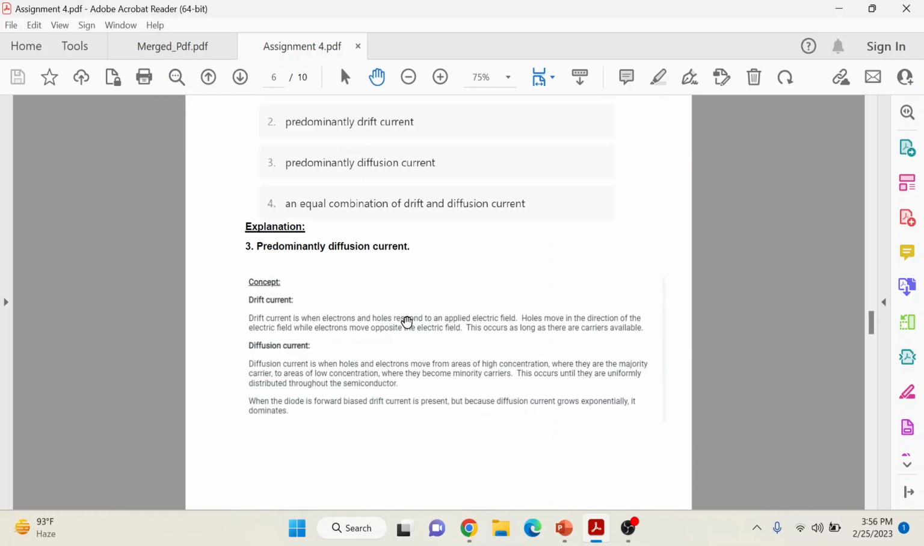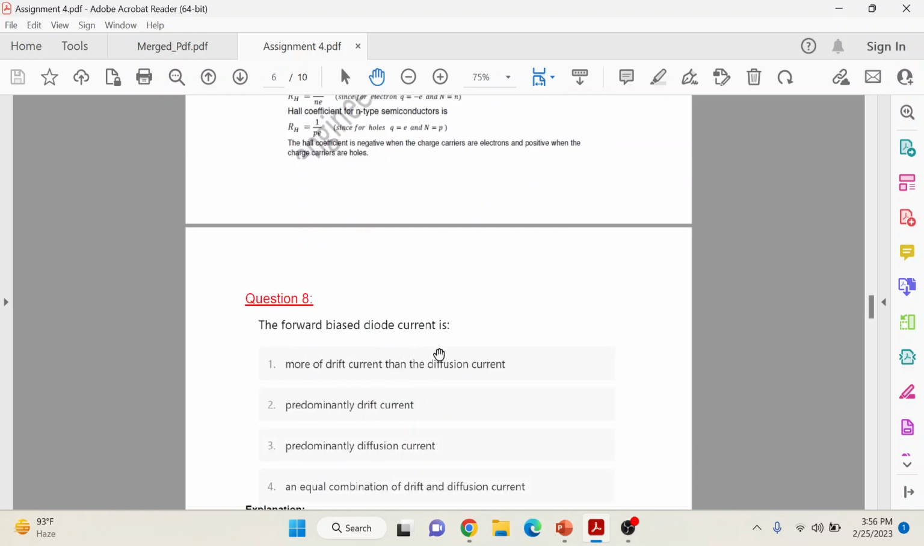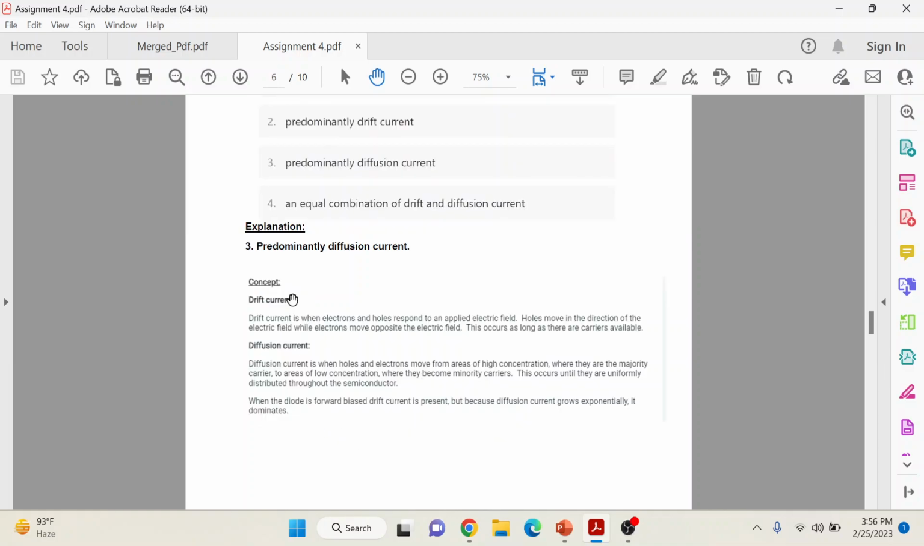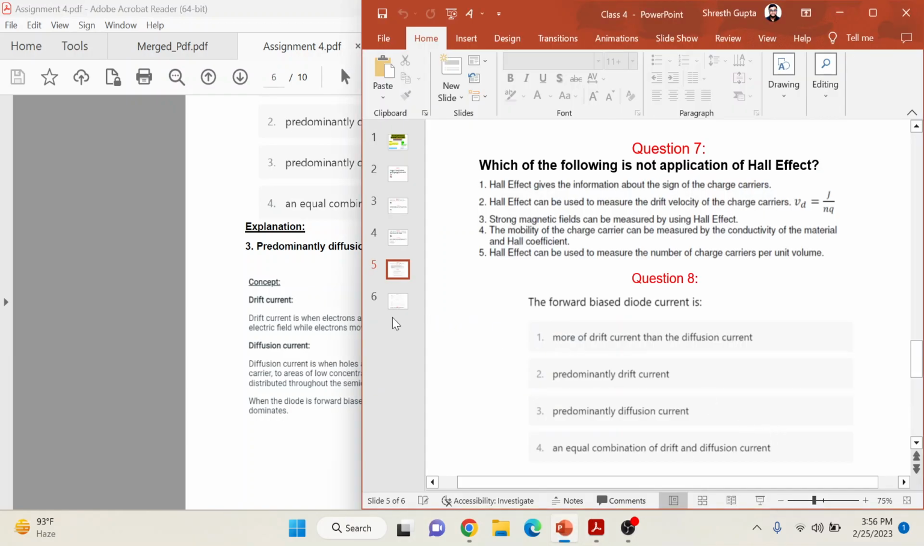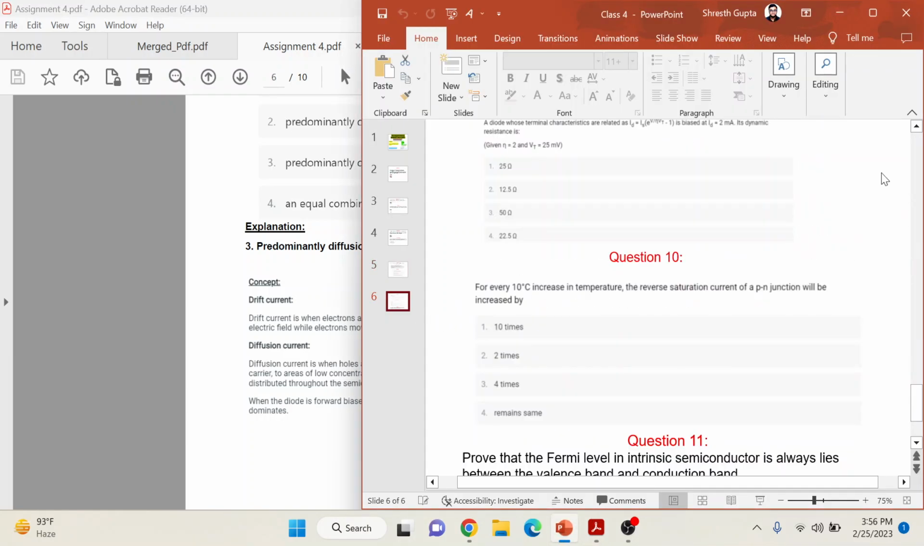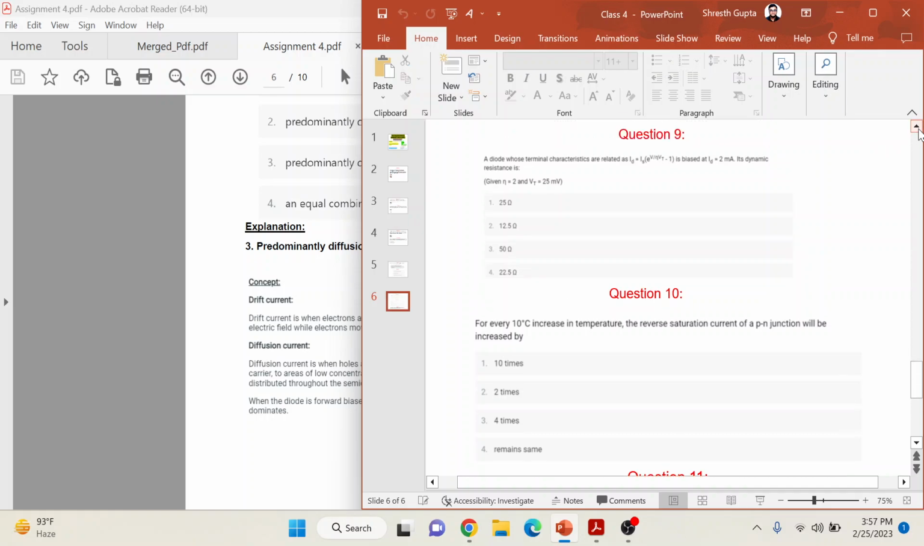That means if we are giving a forward bias, that means we are giving some external stimulus, right? That means there will be predominantly diffusion current present along with the drift current. So option 3 was right, as told by you. Now let's move to the next question. This is an interesting question.